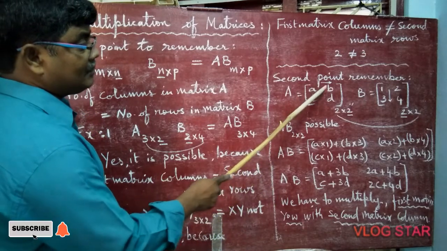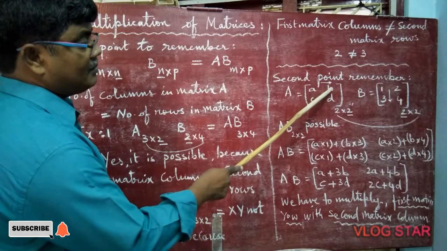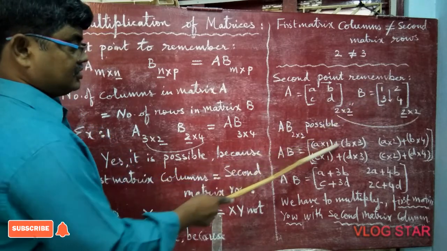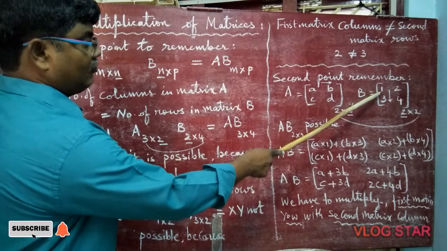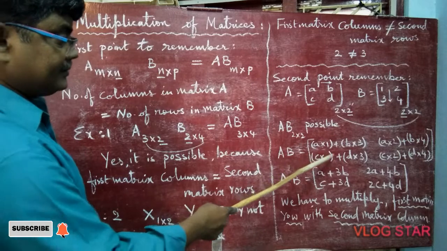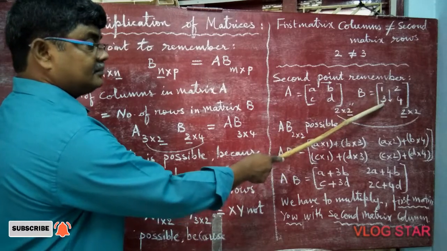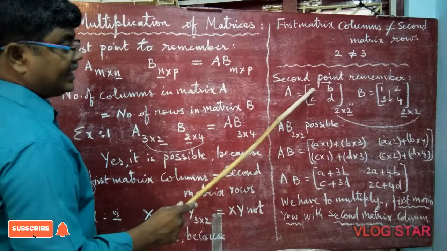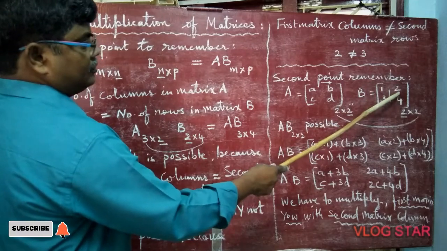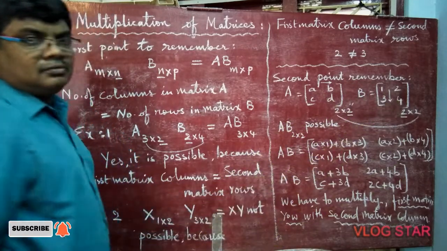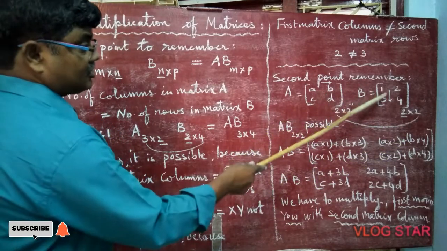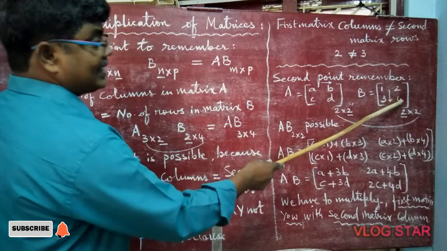We are going to multiply this. Can you see this arrow? Row will be multiplied with column. First row, first column: a into 1 plus b into 3. This is the first element, row with column. Coming to the second one, again the same row with the second column this time: a into 2 plus b into 4. Can you see properly? This is the second element.